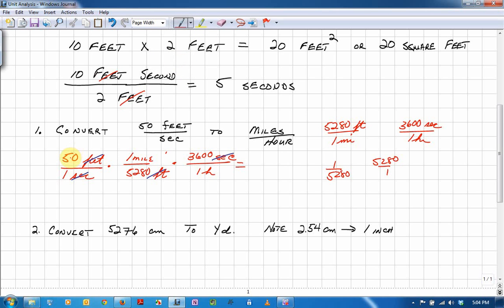So all I have left to do is actually do the multiplication. So I'm going to multiply 50 times 3,600 and divide that by 5,280. So let me do that. And that gives me 34.09 miles per hour.